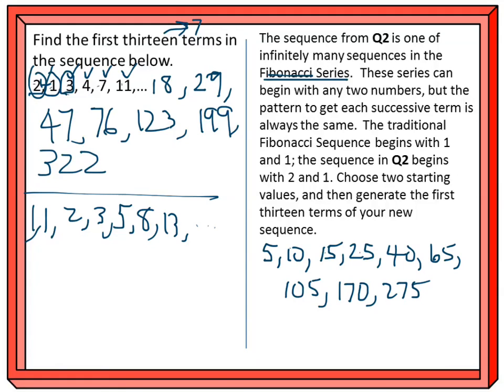1, 2, 3, 4, 5, 6, 7, 8, 9. I've got 9 of them. I need 3 more. So 170 plus 275, we got 445. Plus 275, 720. Plus 445, 1165. Excellent.